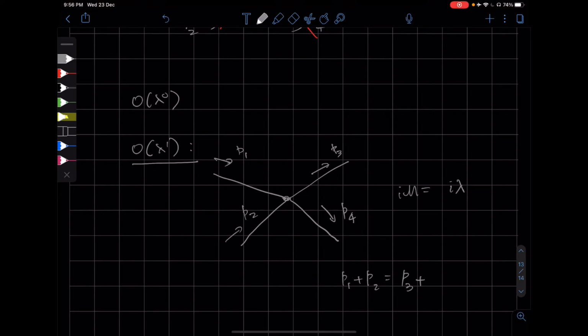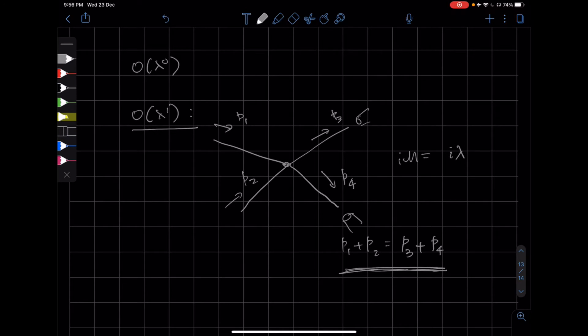And of course, we have to keep in mind that P1 plus P2 must be equal to P3 plus P4. Now, since we are setting up our experiment, that means that we know what P1 is and we know what P2 is. And here there are detectors detecting the final particles. Therefore, we know what P3 and P4 are. So everything here is known. So there is no unknown momentum. So according to Feynman rules, there won't be any integral over an unknown momentum.